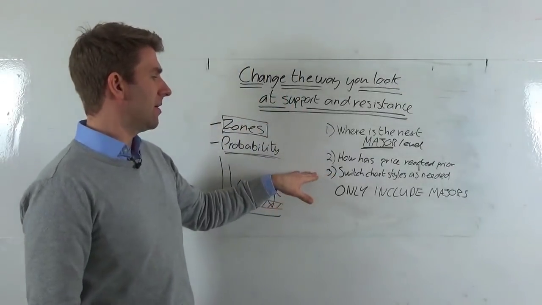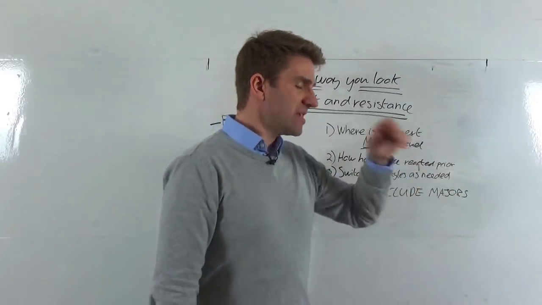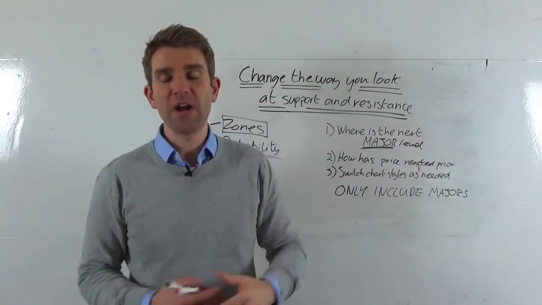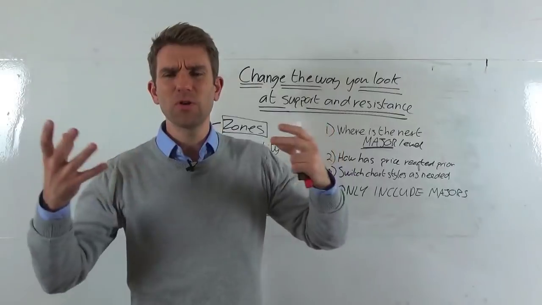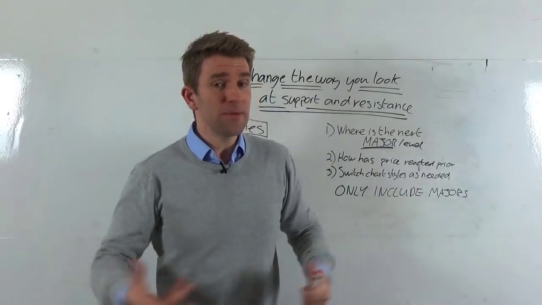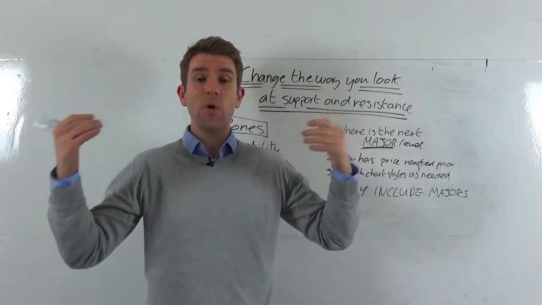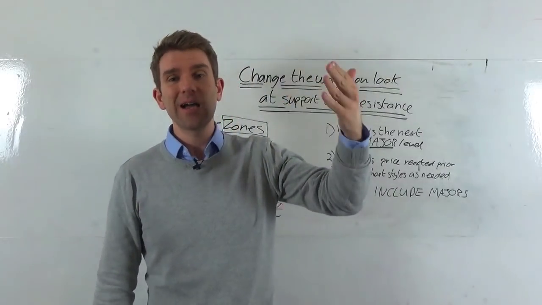All right, number 3, switch chart styles as needed. So sometimes it's not very obvious. Sometimes you've got candles, and especially if you're a newer trader, you've got your candles and it just looks so busy and you can't pick it out. If you need to flip to a bar, flip to a bar. If you need to flip to a line chart, just so you can visually see where it is and say, actually, yeah, I can visually see it now.